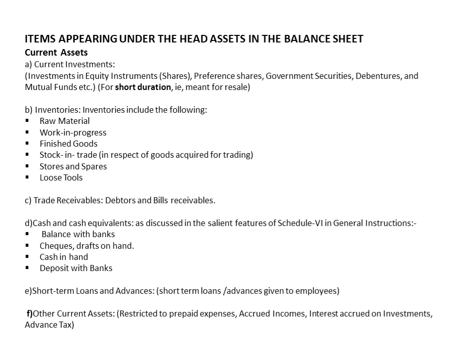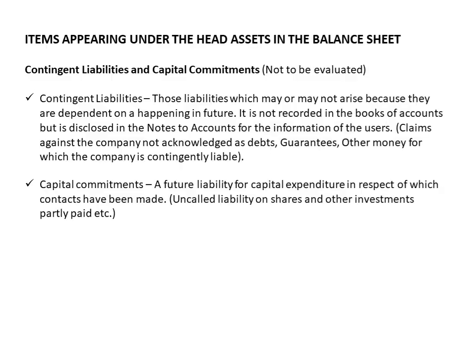And like you all know, cash and cash equivalents comprise items like balance with the bank, cheques and drafts on hand, cash in hand, and deposits with the banks. Under short term loans and advances, we will be having items like short term loans and advances given to the employees. And under other current assets, it is restricted to prepaid expenses, accrued incomes, interest accrued on investment, advance tax, etc. These are the items which come under the asset side of the balance sheet in the vertical format of the company's final accounts.